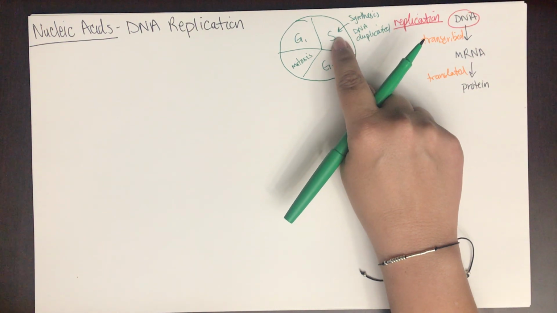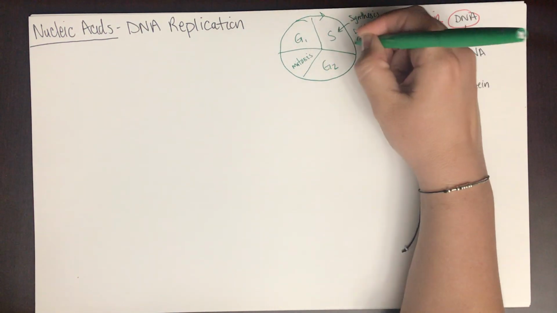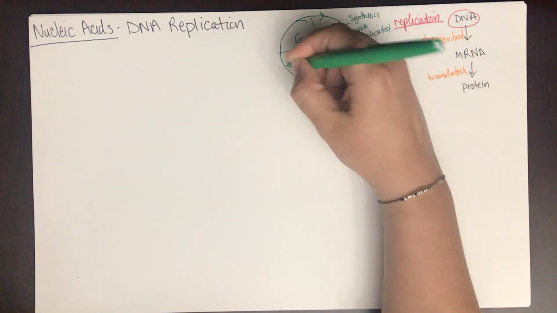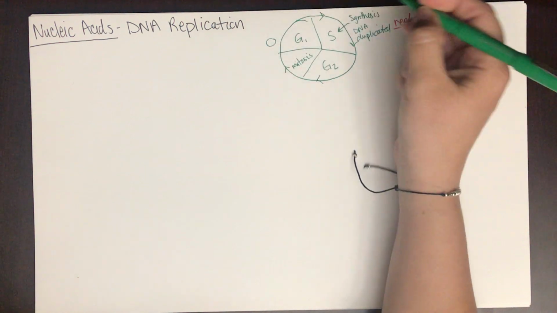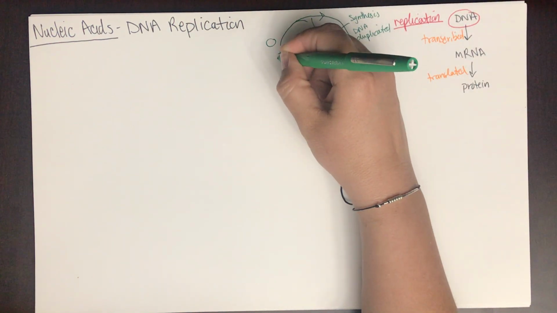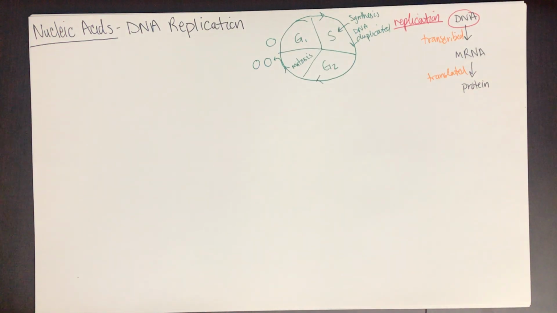The DNA is replicating in S phase of the cell cycle. So every chromosome is replicated. So the cycle is going this way. When we get to mitosis at this point, we would start with one cell, and when we leave mitosis, we would have two cells identical to the cell that we started with.